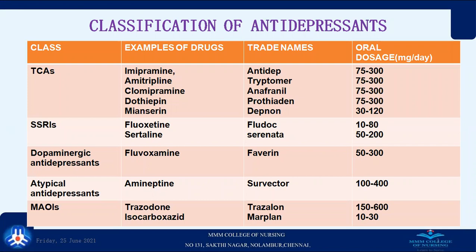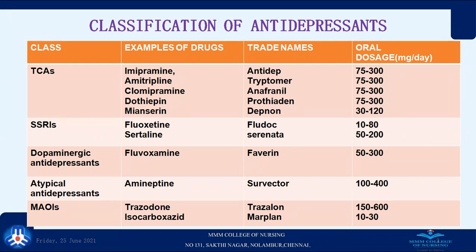Selective serotonin reuptake inhibitors: fluoxetine and sertraline. Fluoxetine trade name is Fludac, and for sertraline, Serenata. Fluoxetine oral dosage per day 10 to 80 mg, sertraline 50 to 200 mg. Dopaminergic antidepressant is fluvoxamine, trade name Faverin, oral dosage per day 50 to 300 mg. Atypical antidepressant amineptine, trade name Survector, oral dosage per day 100 to 400 mg.